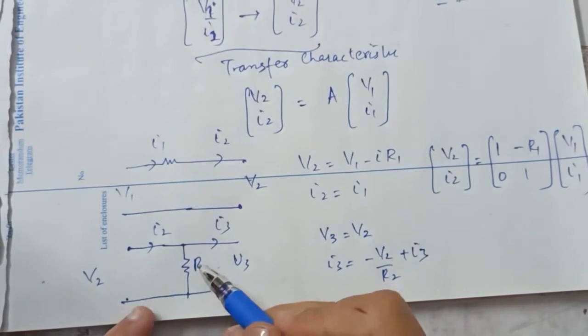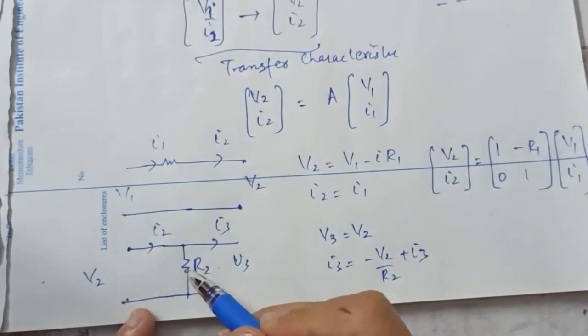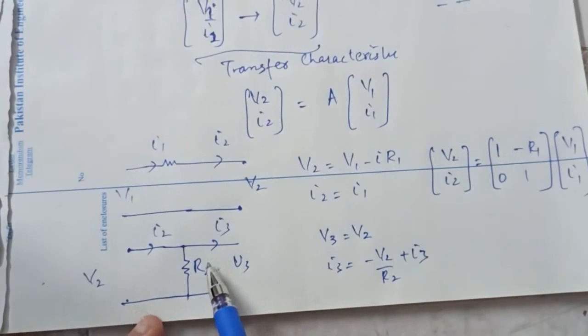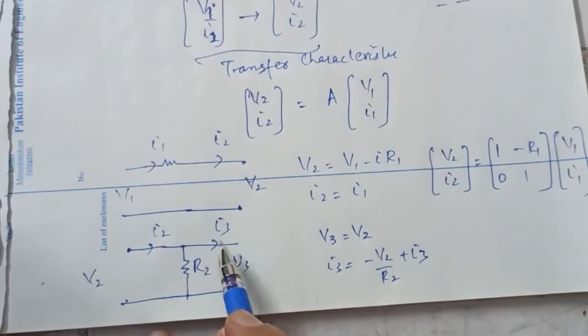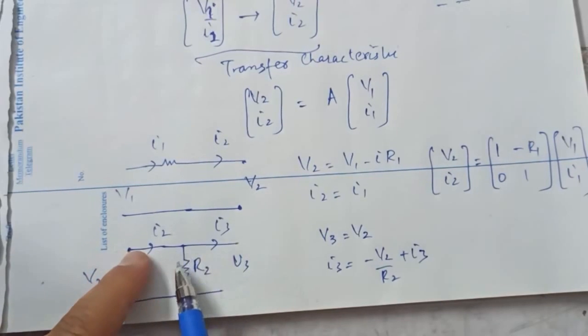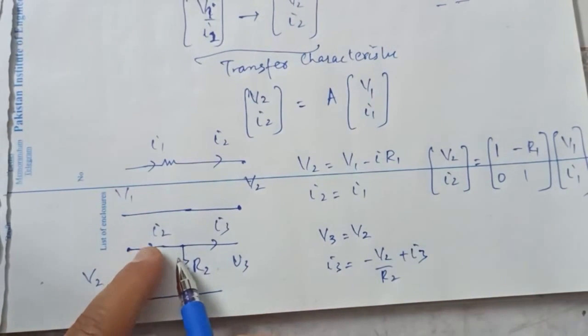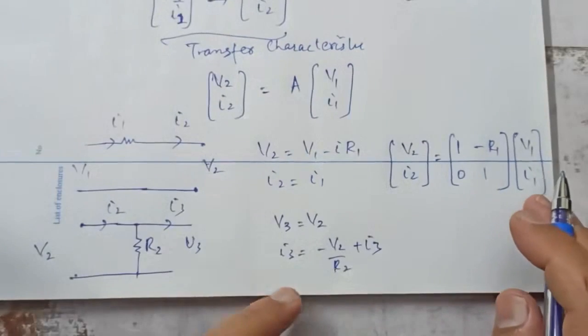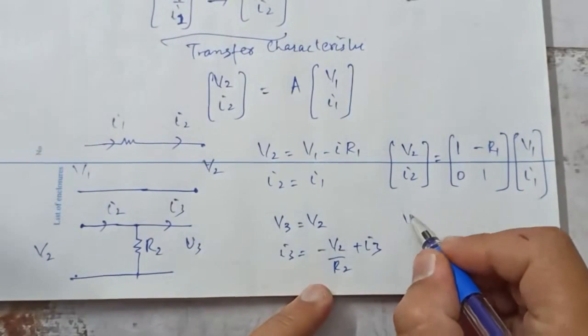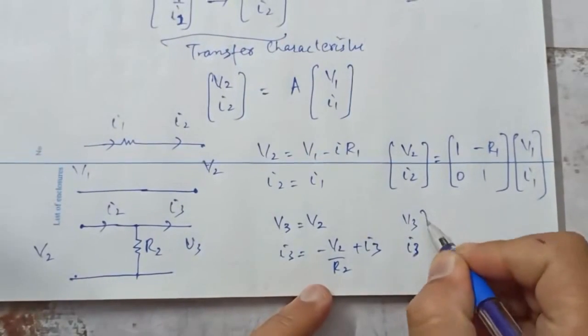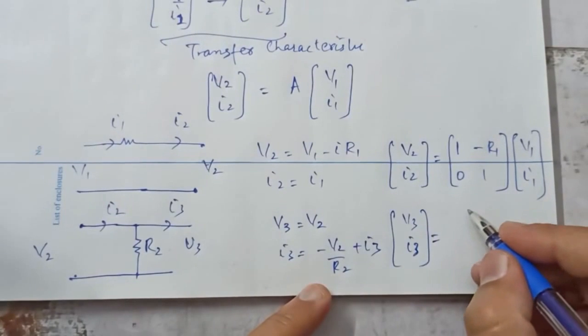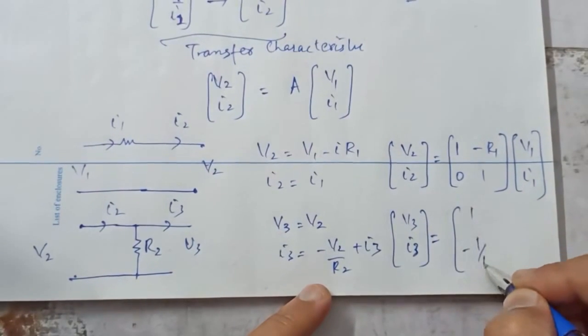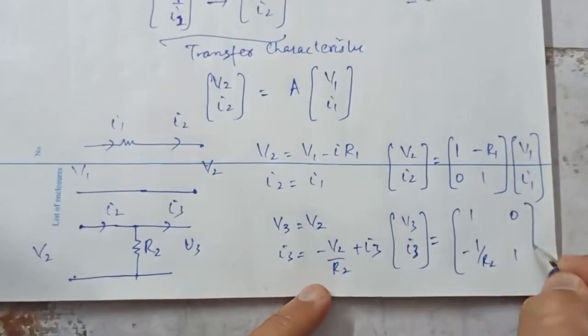This is quite obvious from the direction of the currents. This current I3 is the superposition of the current in this branch and this branch. The current will be flowing over here, but we have the minus here to indicate the current is going in the opposite direction. So these two currents will add up and generate I3. So in this case the result becomes V3, I3 equals 1, 0, minus 1 over R2, 1, times V2, I2.